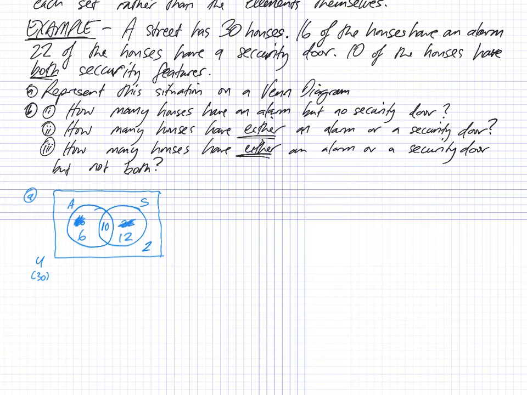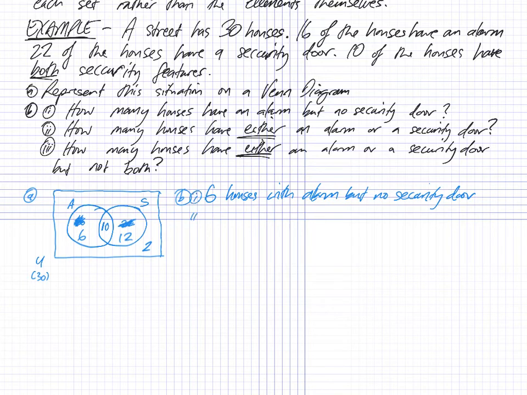So we can answer B now. How many houses have an alarm but no security door? So this is the set that represents houses with an alarm, but they don't have a security door. So we ignore the overlap. So there's going to be 6 houses with an alarm, but no security door.